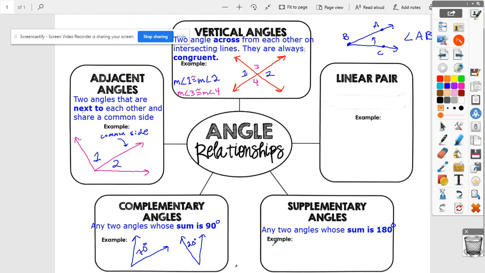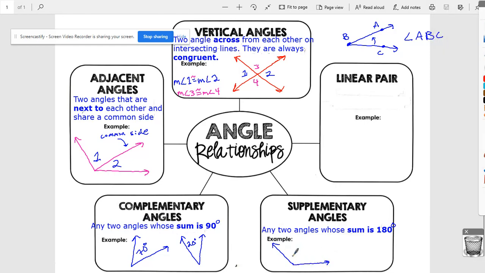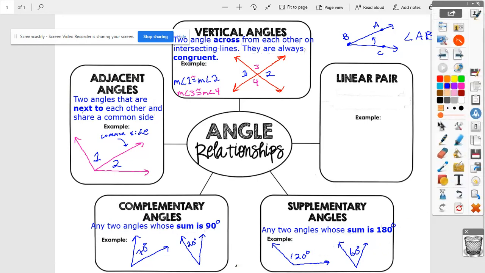So, for example, we might have an angle like so. Let's say we know that the measure of this angle is 120 degrees. Well, we know in order to have a supplementary angle to that, its supplement would need to be, well, 120 plus what? Well, 120 plus 60 is 180. So these two would be supplementary angles.